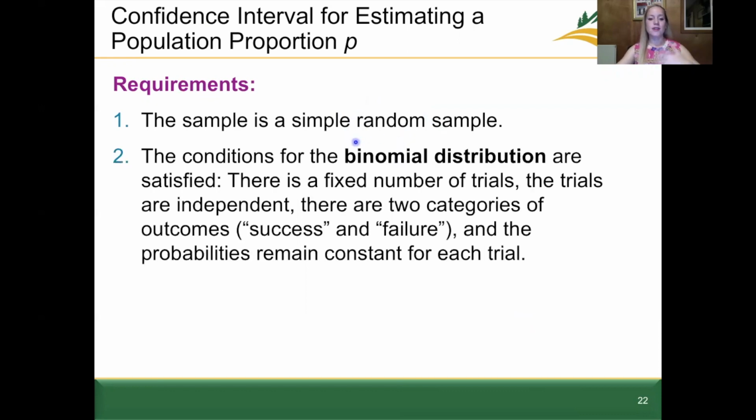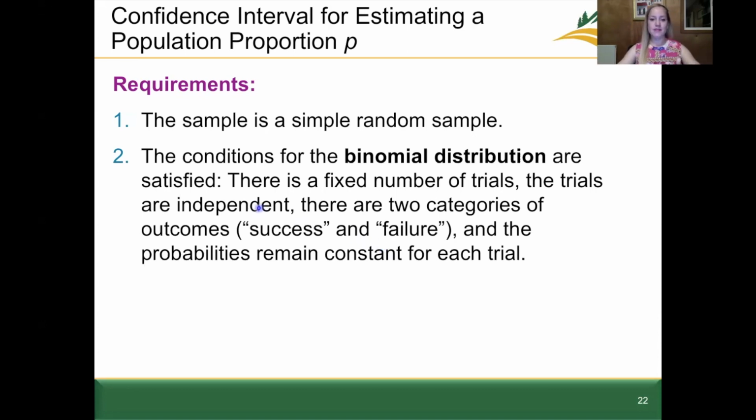Number 2, the conditions for the binomial distribution that we've seen before, that we've talked about recently, are satisfied. Those are that there is a fixed number of trials. The trials are independent of one another. There are 2 categories, either a success or a failure, and the probabilities remain constant for each trial. For instance, the probability for the first trial has to remain the same as the probability for the 100th trial, for example.